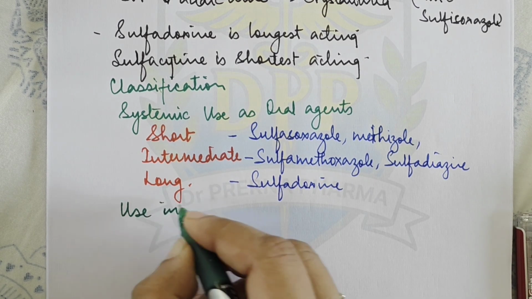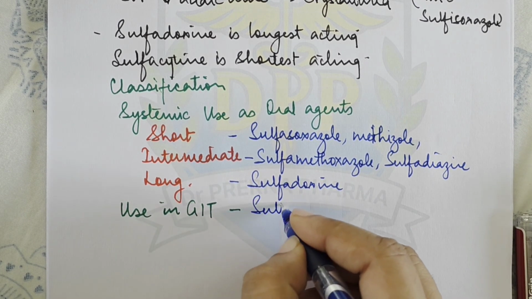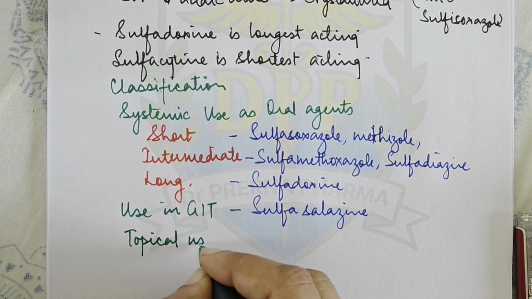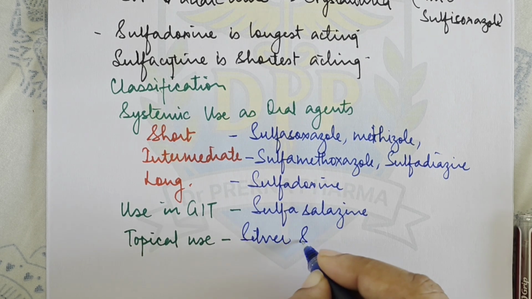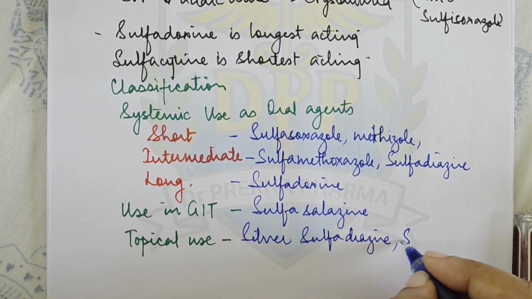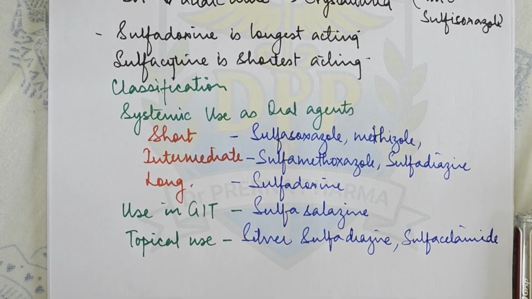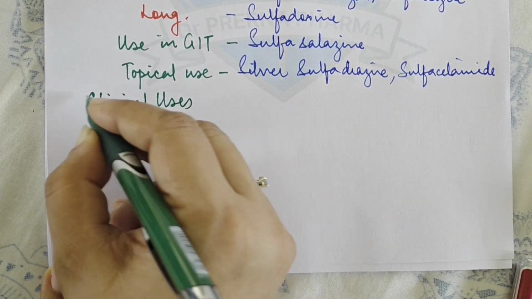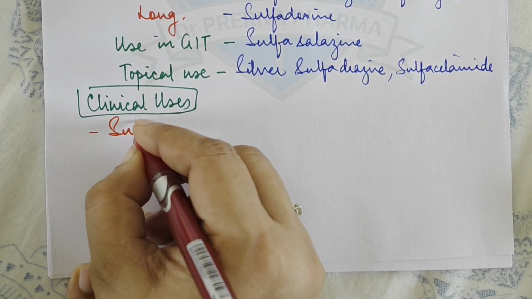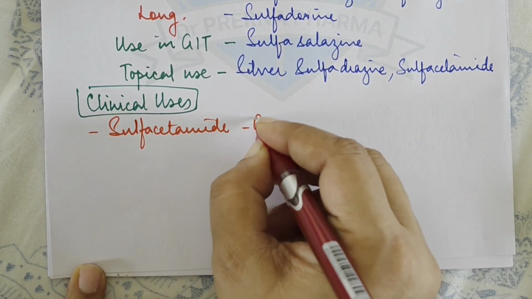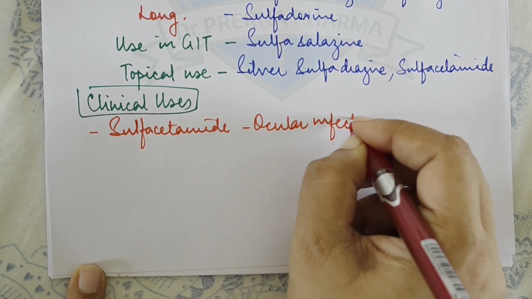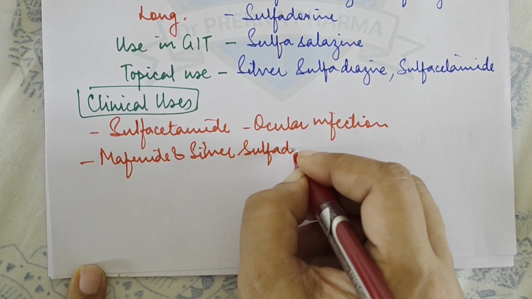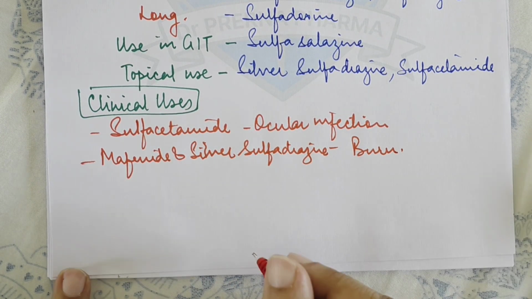Then for topical use in GIT, we have sulfasalazine, and for topical use we have silver sulfadiazine, sulfacetamide, right? Next we have drugs in clinical uses. What are the uses of these drugs? Now in this sulfacetamide is used in ocular infections, right? Mafenide and silver sulfadiazine are used in burn patients as topical.